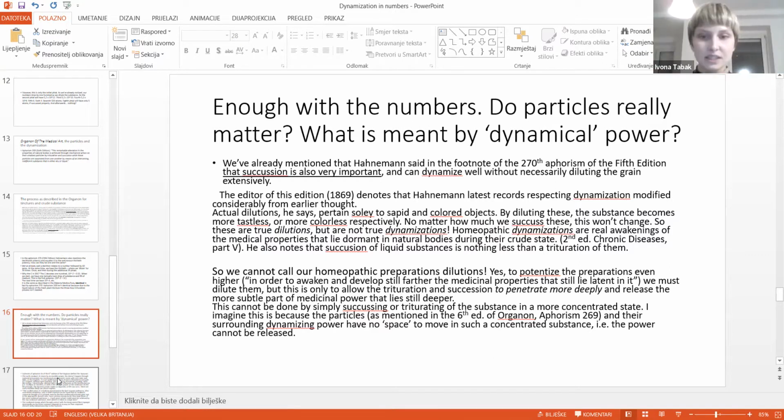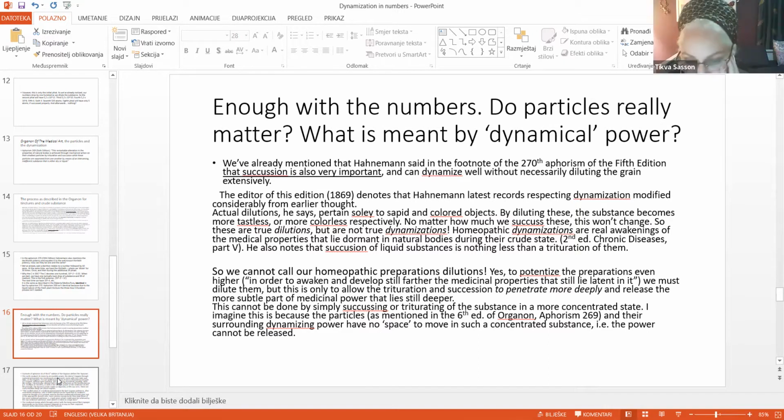If we take a colored substance and just dilute it, it will get less and less in color, but this doesn't matter. He also notes that succussion of a liquid substance is nothing, so it's the same thing as triturating them. So dilutions are not dynamizations. With dynamizations, we awaken the medicinal properties that lie dormant, as he puts it nicely, in natural bodies during their crude state. So we cannot call them dilutions, they're dynamizations.